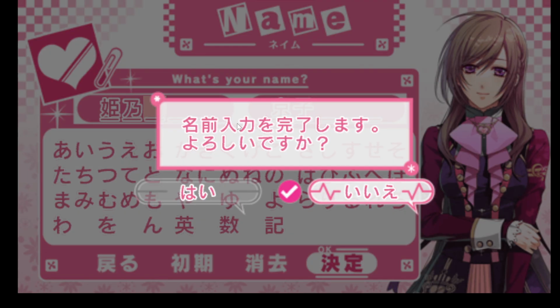So now here we have... I forgot already. Something ryoku. Exactly. Nyuryoku. I forgot already. What was it? Take your time, don't worry. I don't remember. Kanryo. Yeah, kanryo shimasu. Exactly. You have finished entering your name. Completed entering your name.